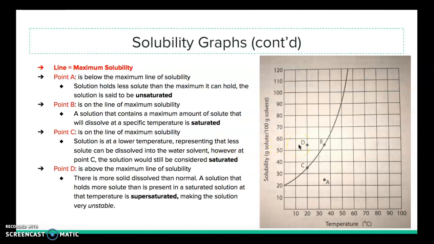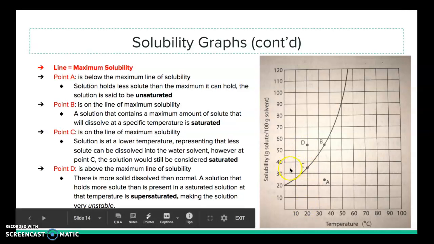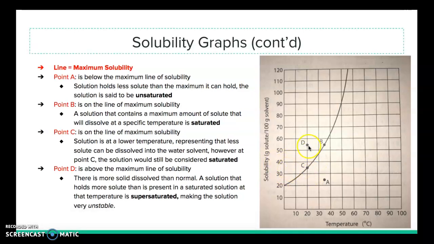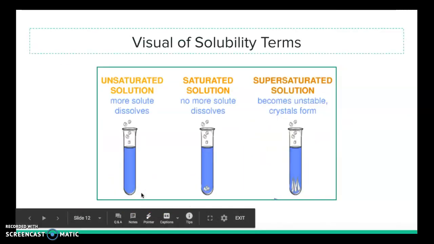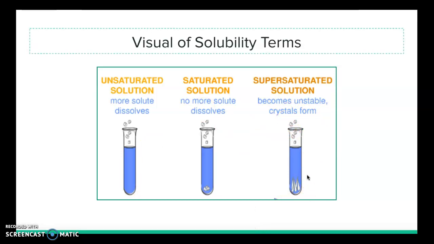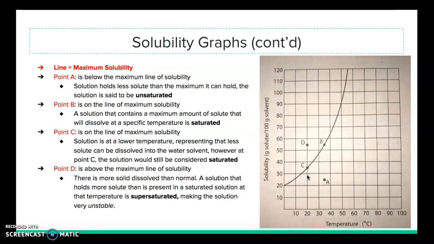And then we move to point D, which is above our line of maximum solubility. This is saying at 20 degrees Celsius, instead of point C, where we're only dissolving 35 grams of solute, we're trying to dissolve 55 grams of solute. We are not going to see this happen. We will see a supersaturated solution. Going back to our picture, we will start to see some crystals forming if we try to dissolve that much of D into our solvent. And that is how you read these graphs.